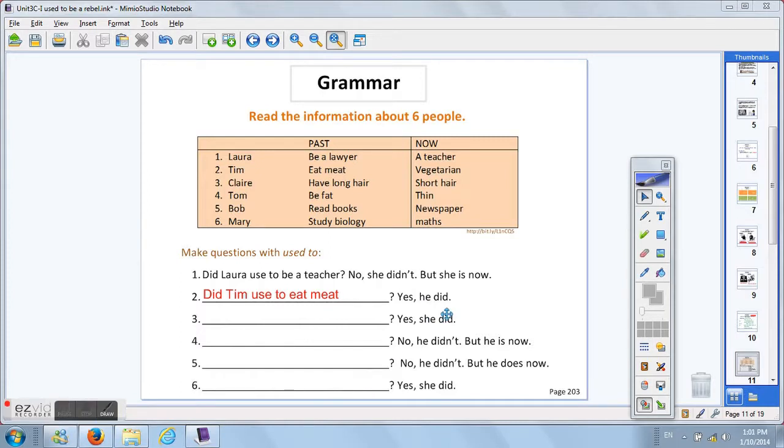Make questions about the 6 people with used to. For example, number 1. Did Laura used to be a teacher? No, she didn't, but she is now. Number 2. Did Tim used to eat meat? Yes, he did. Please pause the tape and make sentences for 3 to 6.